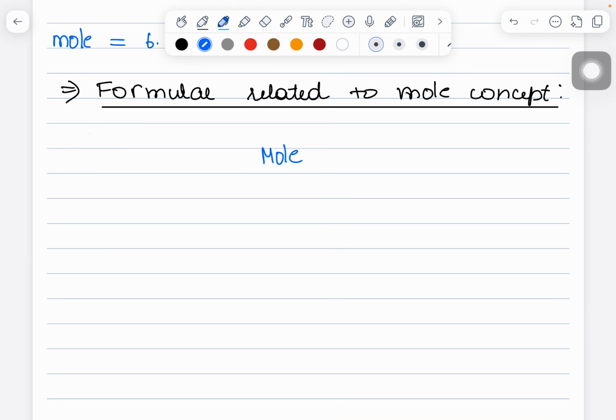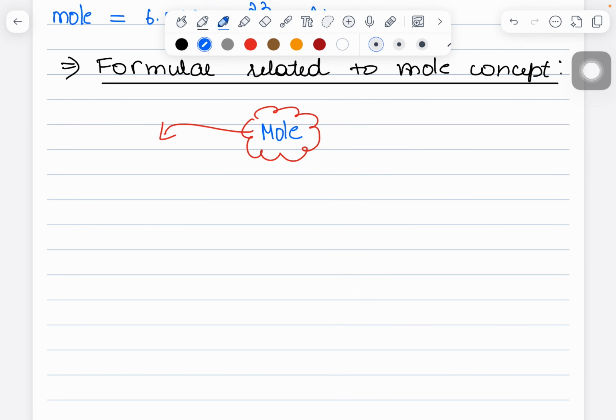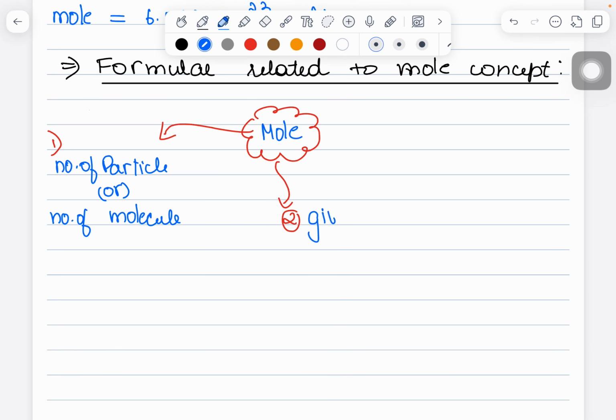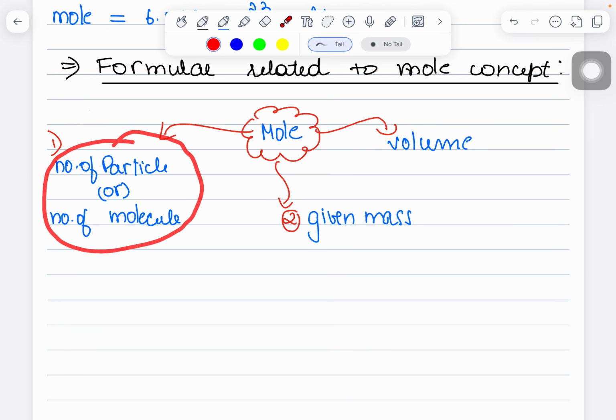Mole can be calculated in three ways. The first way is in terms of number of particles, or, to say it precisely, number of molecules. The second way is by given mass, or mass provided, and the third way of finding mole is by volume. One by one we will learn the formulas related to number of particles or molecules, mass and volume, and from there we can find mole.